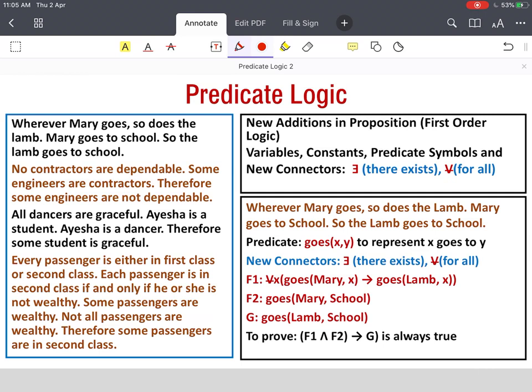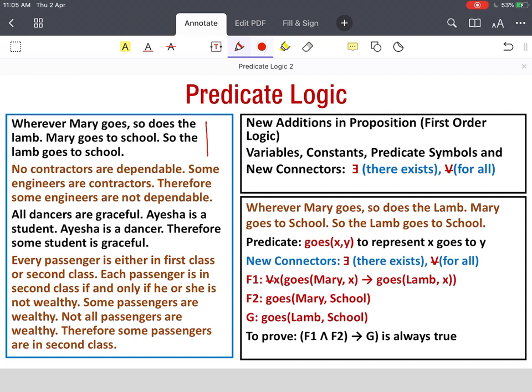We looked at these four examples yesterday, and in the previous class we looked at this example of wherever Mary goes, so does the lamb. Mary goes to school, so the lamb goes to school. We discussed no contractors are dependable and some engineers are contractors, therefore some engineers are not dependable. Similarly, we discussed two other problems and we worked them out.